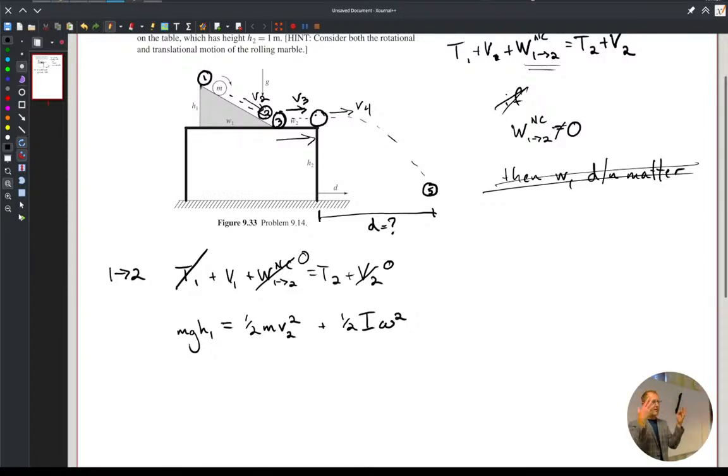But now I've got one equation with 2 unknowns. God, darn you, Professor Cooper, and your terrible traps, equation traps.